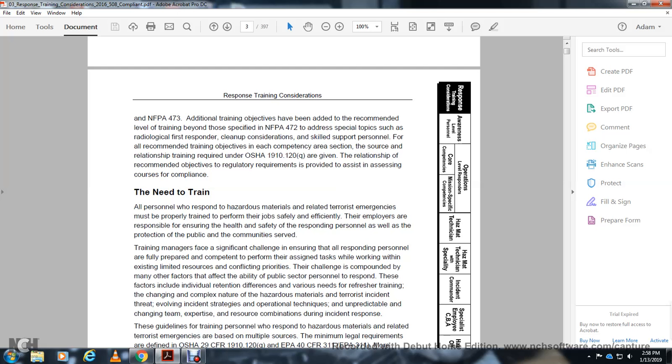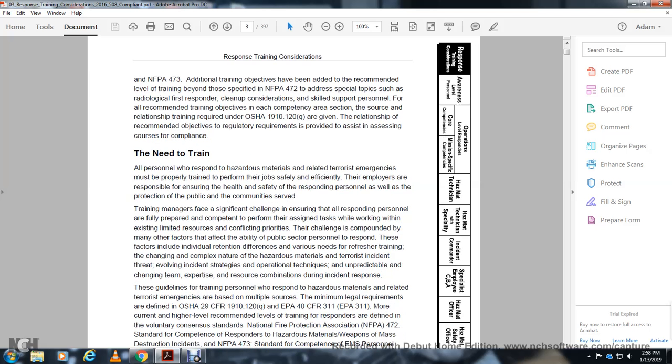Training managers face the significant challenge of ensuring all responding personnel are fully prepared with the competency to perform their assigned tasks while working with existing limited resources and competing priorities. The challenge is compounded by many other factors. These factors include individual retention and efficiency differences, the various needs of refresher training, the complex nature of hazardous material terrorist incidents, the threat of evolving incident strategy and operational techniques, and the unpredictable changing of team expertise and resources for coordination during incident responses.